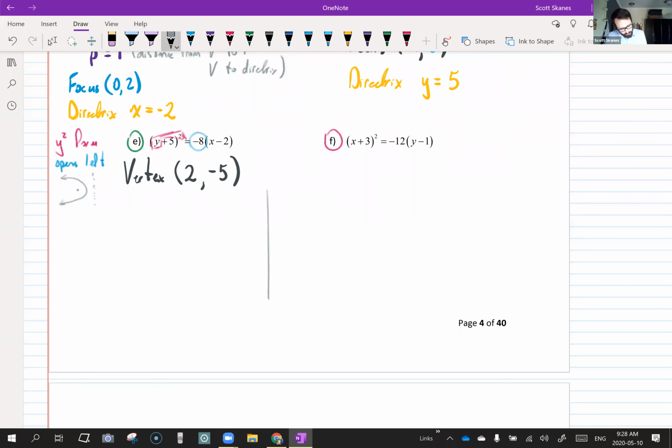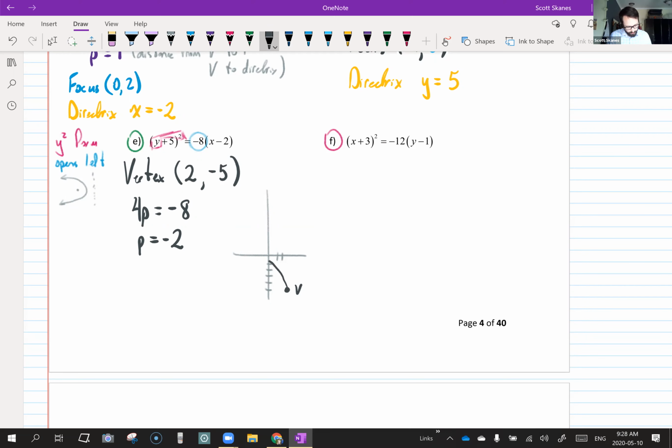So I can right away sketch this. I can go 2 to the right and down 5, 1, 2, 3, 4, 5. And I have a point here. That's my vertex. Okay, next thing, I need to get my p-value. My p-value in this case, for p equals whatever's in front of the linear term, in this case, negative 8. So you can actually just divide it by 4 every time. So what's negative 8 divided by 4? Negative 2. Or 2, it's a distance. So I need to go 2 to the left to get my focus.